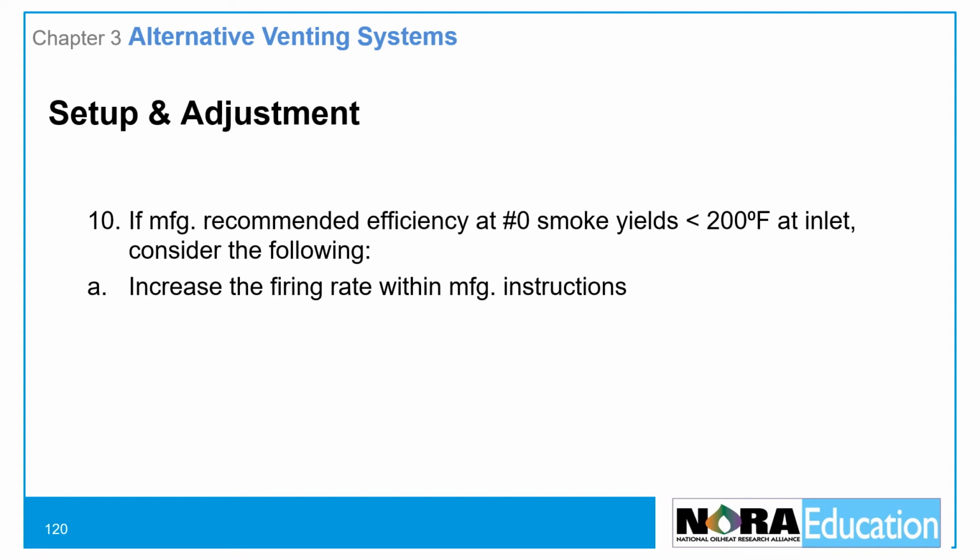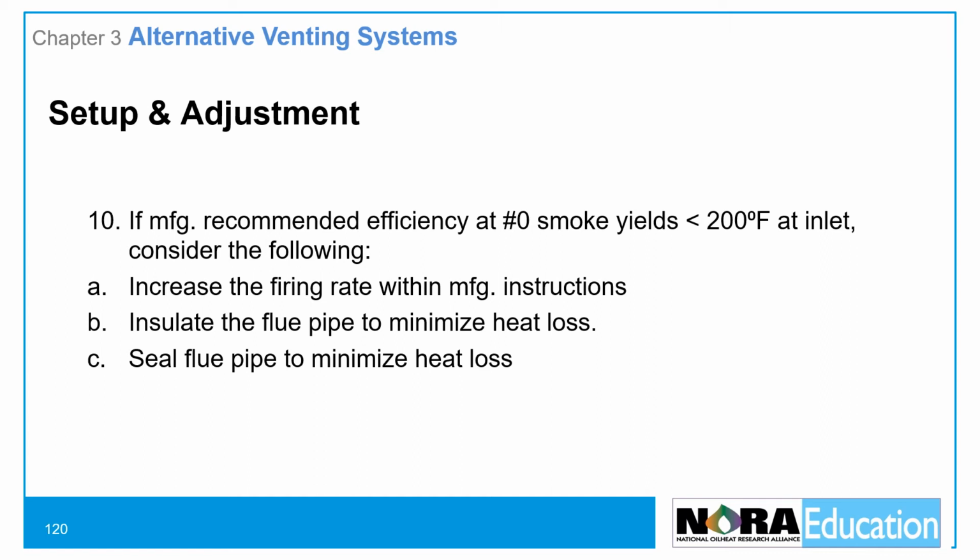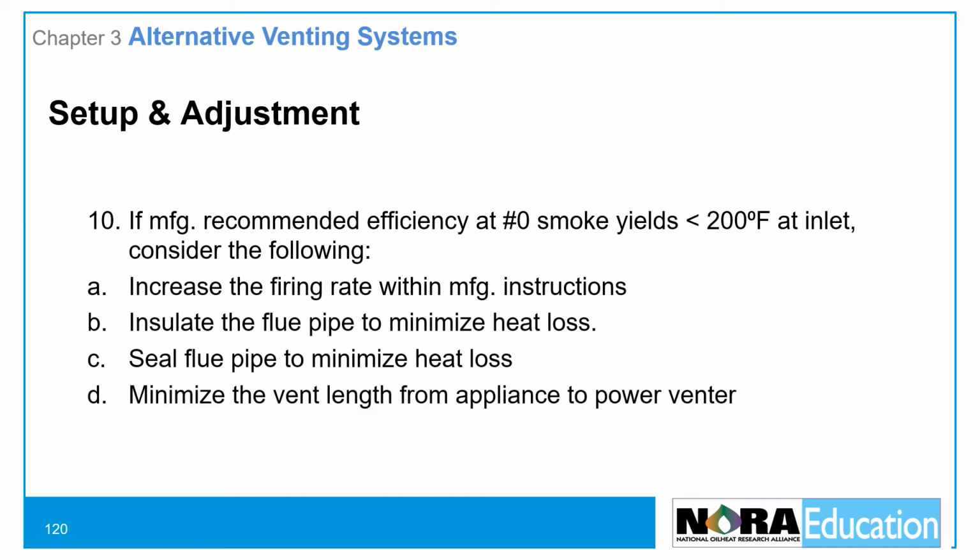Increase the firing rate if the appliance manufacturer's instructions allow it. Insulate the flue pipe to minimize heat loss. Seal the flue pipe joints to reduce uncontrolled dilution air. And minimize the vent length from the appliance to the power vent system.